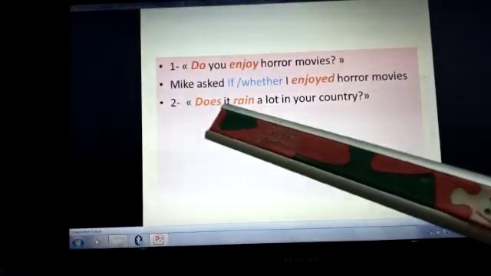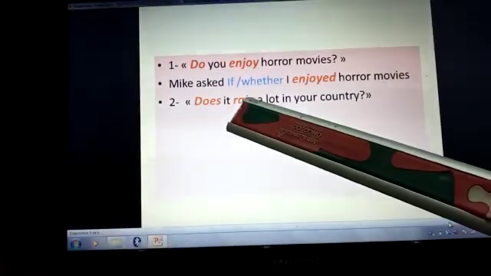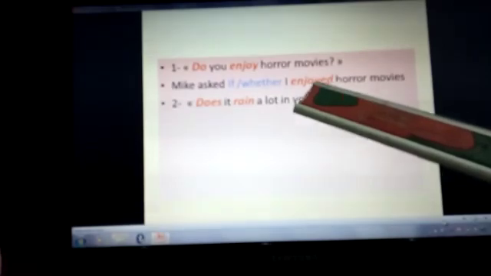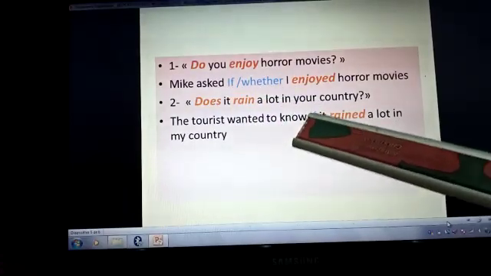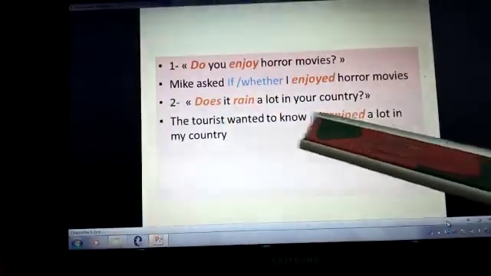Number 2, does it rain a lot in your country? Do and does means the verbs are in the present. Does it rain a lot in your country? You say yes or no. When we report this sentence, we say the tourists want to know if. Okay? Subject, if it, the past of rain, is rained a lot in my country.